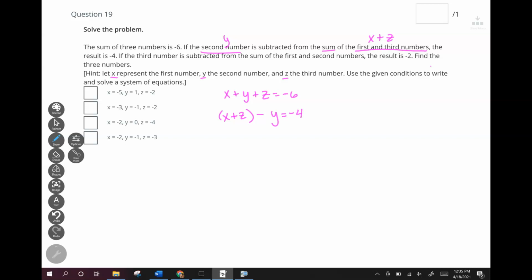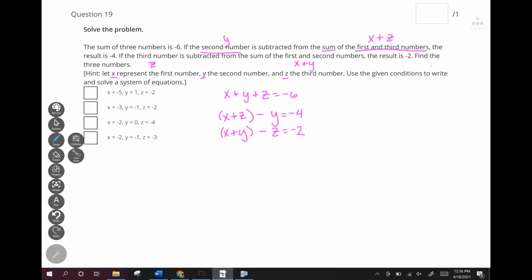If the third number is subtracted from the sum of the first and second numbers, the result is -2. So that's x plus y, and then z is going to be subtracted from that, and you get -2. Find the three numbers. So now we have three equations, three variables, and you can solve.